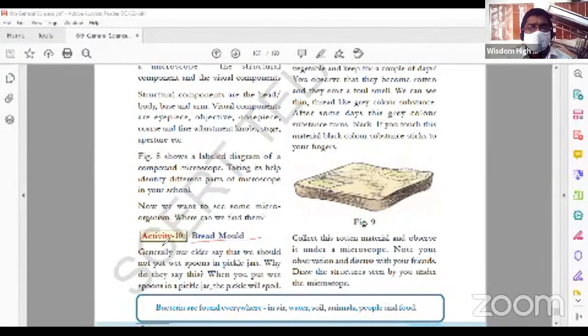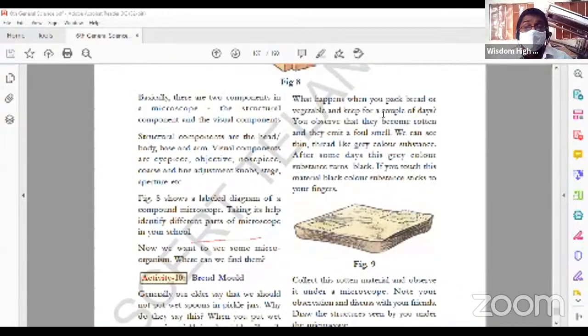So our elders usually announce that we shouldn't put wet spoons. Whenever we serve the pickle and insert a spoon, they give us that guidance: don't put that wet spoon in the pickle jar. Why? What is the reason? When we put a wet spoon in the pickle jar, the pickle can spoil. Why can the pickle spoil? The reason is that fungus may enter.